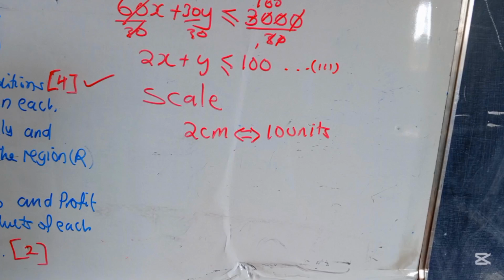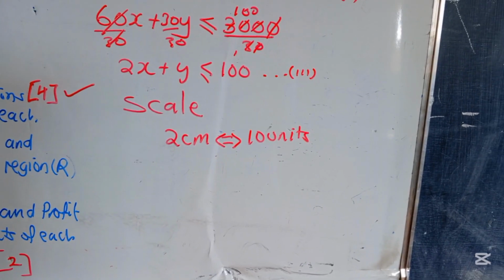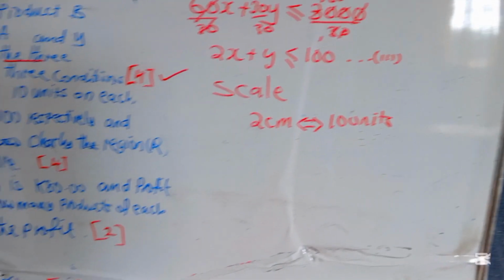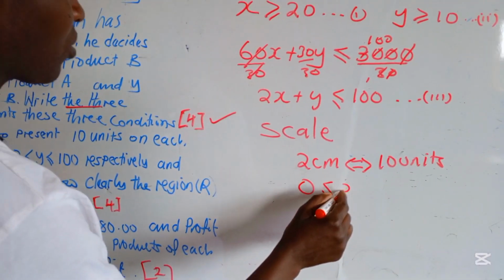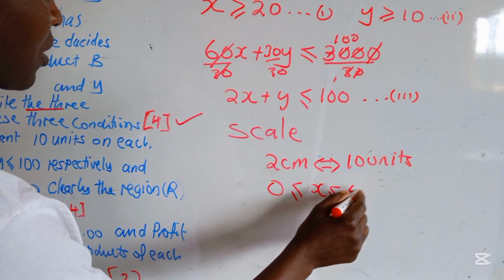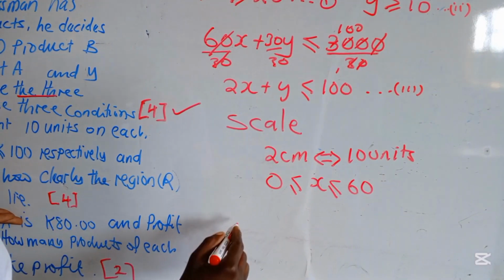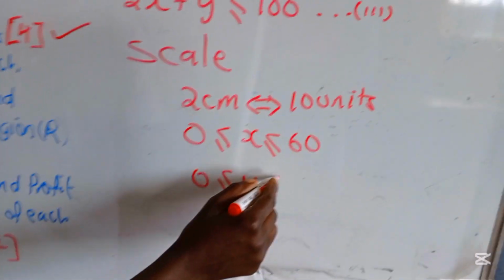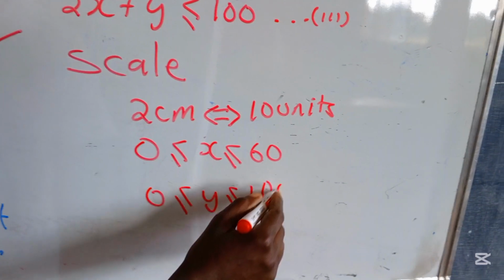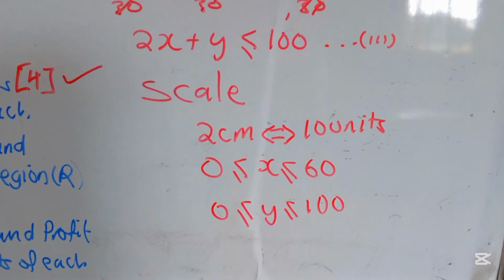So ladies and gentlemen, what is the space we are given over there? The scale we are given is 0 is less than or equal to x, x is less than or equal to 60, and this is on the x-axis. The other one we are given is 0 is less than y, y is less than or equal to 100. So this is what we are given.